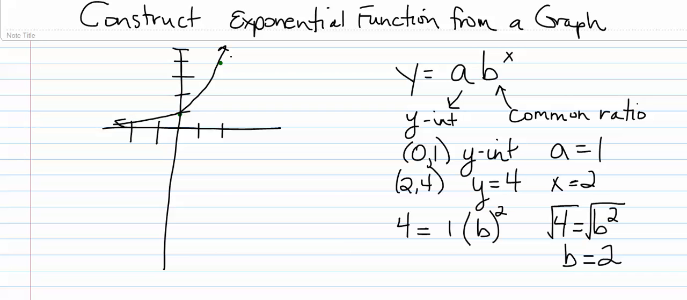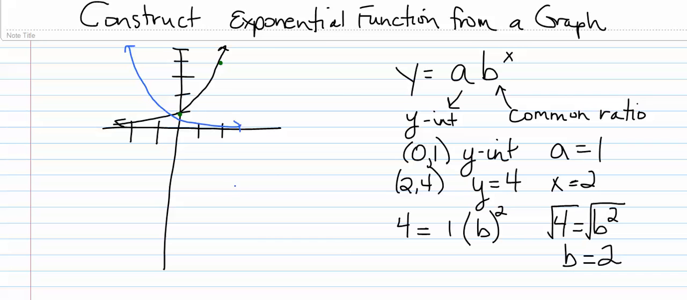Because this graph is rising from left to right, I know that this is an example of exponential growth. So I want my common ratio to be a positive value. If my graph had been decreasing from left to right, I know that that would be an example of exponential decay. So my b value would need to be a number between 0 and 1.